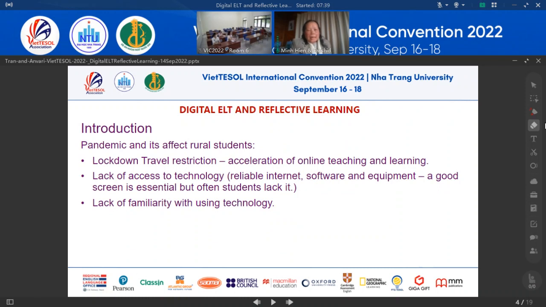On top of all this, in the last few years the pandemic, COVID-19, has affected everybody, but rural students have been affected a lot more. Because of lockdown and travel restrictions, a lot of teaching became online teaching and learning. Many of these students faced online study for the first time. And because they come from rural backgrounds, they also lack access to technology. When I say technology, I'm talking about reliable internet, software, equipment, and a good stream for study. Students usually lack it, and also lack familiarity with how to use this technology.